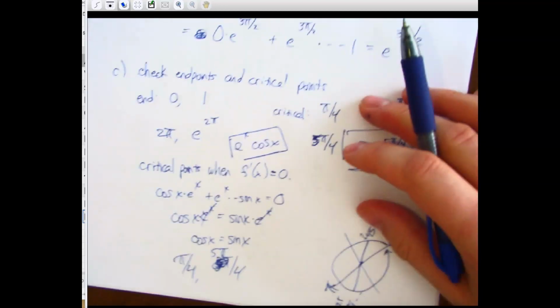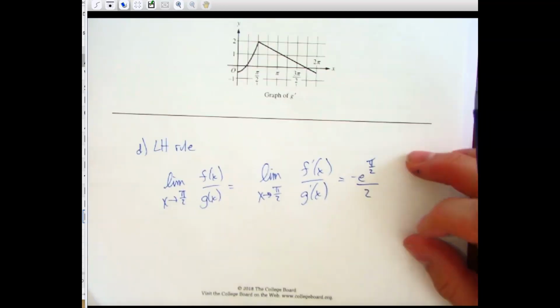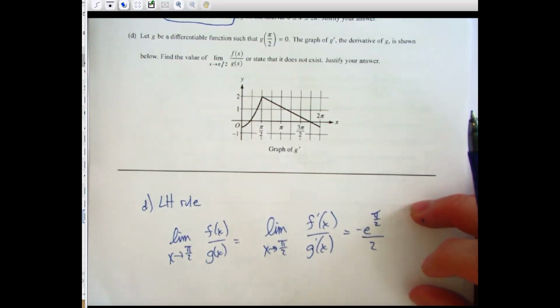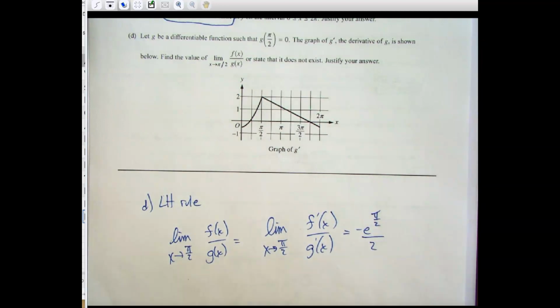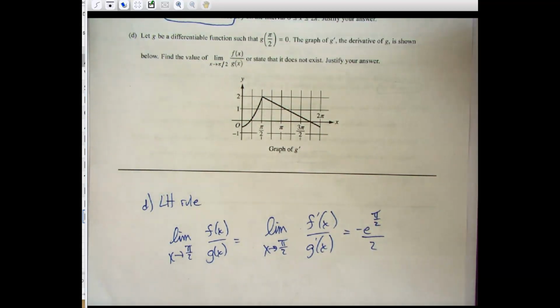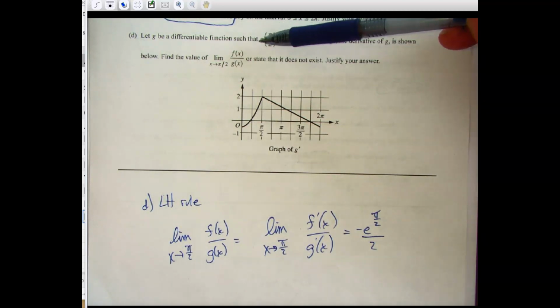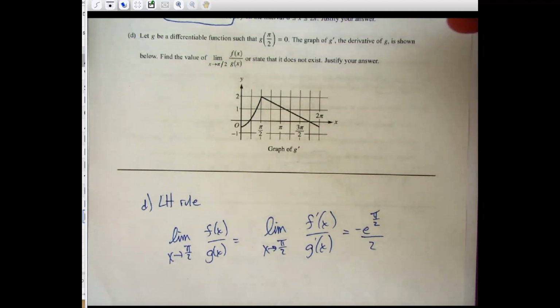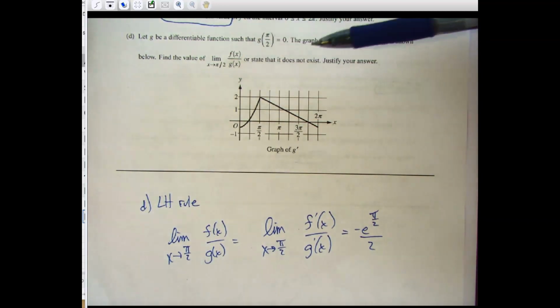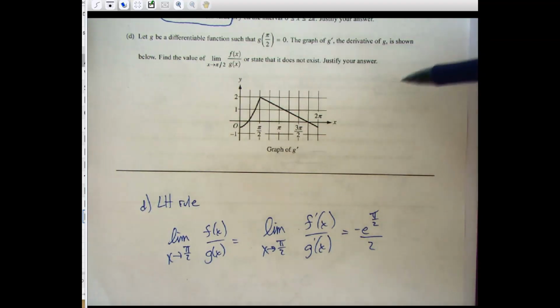All right, then part D, this is L'Hopital's rule, which we briefly hit on. So they're kind of setting it up for you. They said find this or state that it doesn't exist, but I can't find this right now because I will get 0 over 0. If I plug in right now, I'm going to get 0 over 0. So that tells me it's not just the state that it doesn't exist.